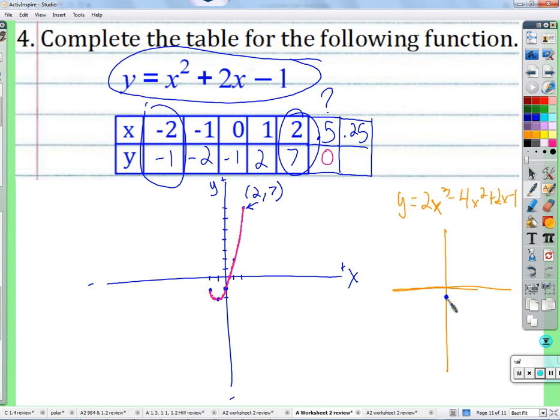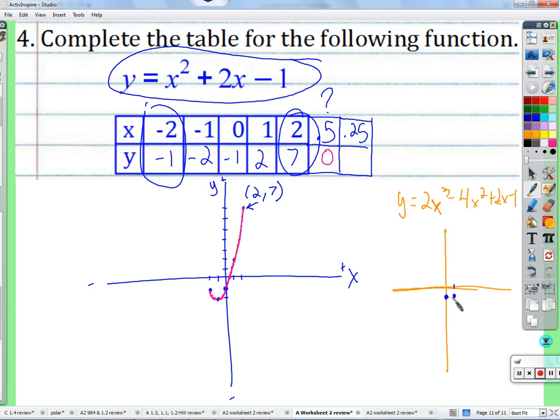Right? 1's not too bad, right? Because this is just going to be 1, 1, 1. You're going to multiply it by the coefficients. You're going to get 2 minus 4 plus 2. That's 0, right? Minus 1. So when we put in 1, we also happen to get out negative 1. And that's where it starts.